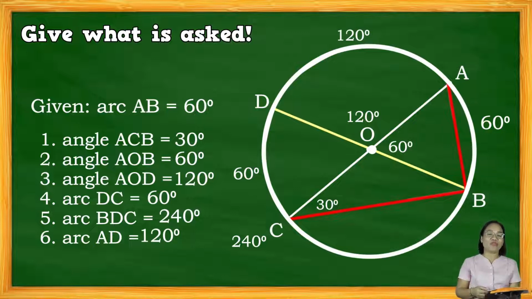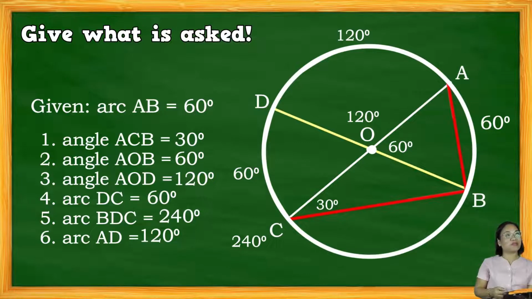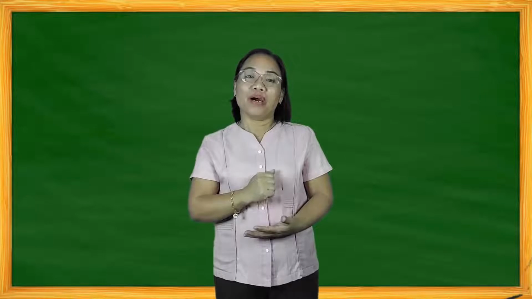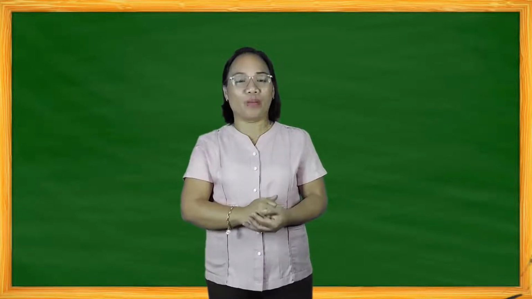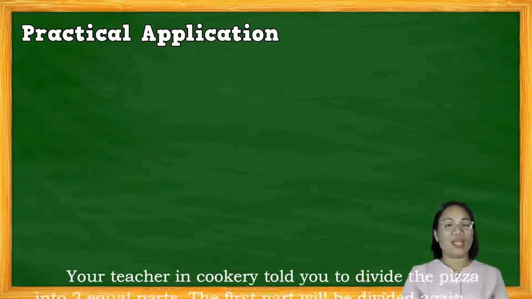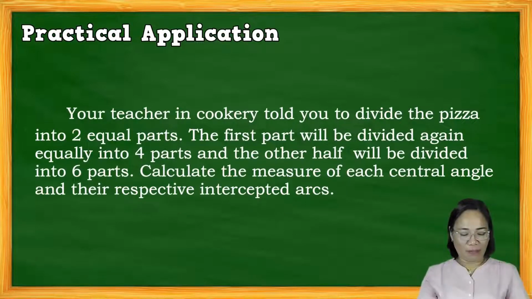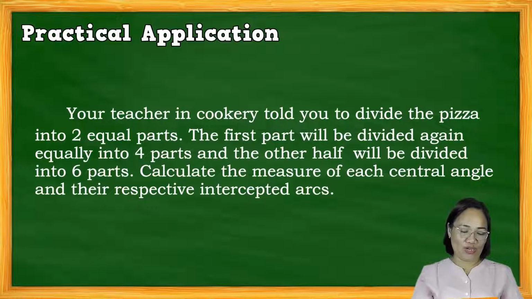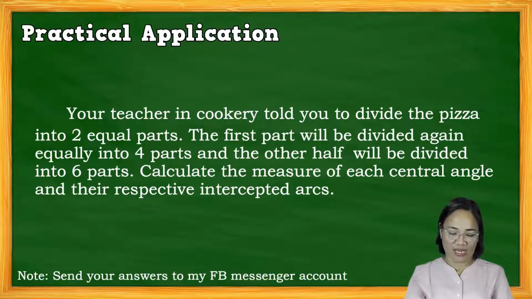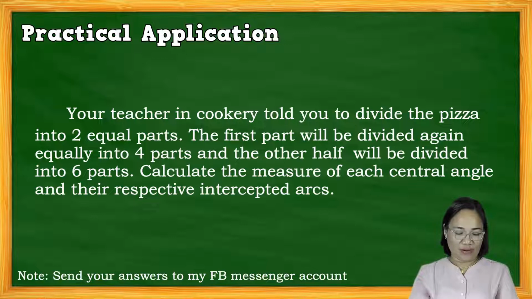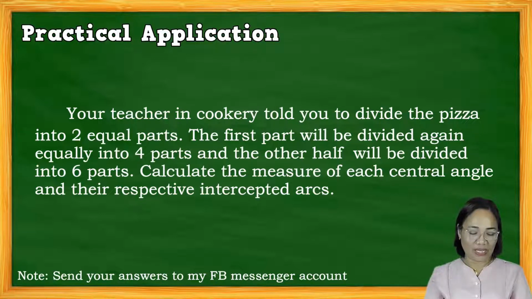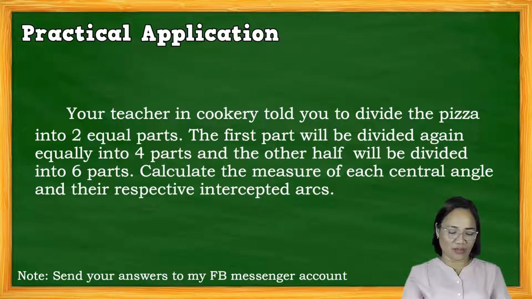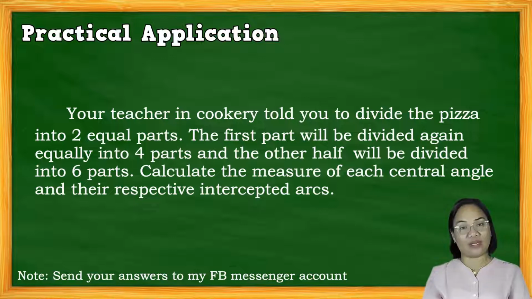Congratulations! You got a perfect score. Keep it up. Since you've done a great job, let's make it more excellent by answering another set of problems. As shown on your screen, the problem says, your teacher in Kokiri told you to divide the pizza into 2 equal parts. The first part will be divided again equally into 4 parts, and the other half will be divided into 6 parts. Calculate the measure of each central angle and the respective intercepted arcs.